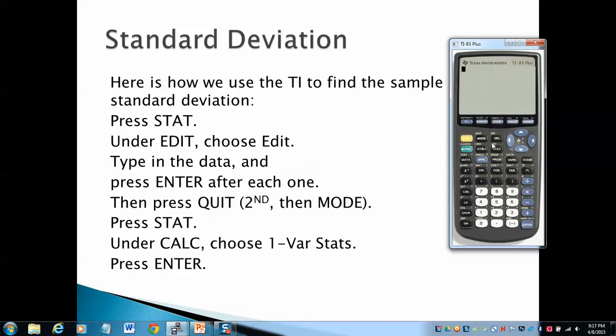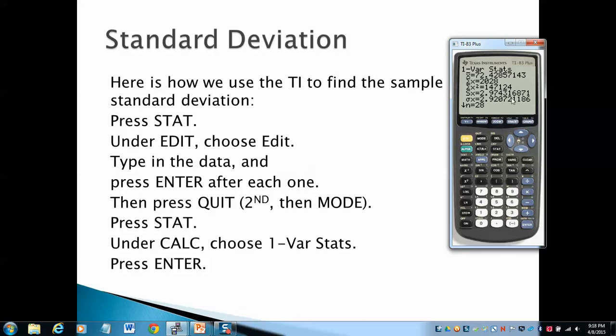Now we press stat, and under calc, so we need to use the right arrow to get there. Under calc, we choose one variable stats, so we'll just press enter. Okay, now press enter again. What we want is S sub x. See? S sub x is the sample standard deviation.